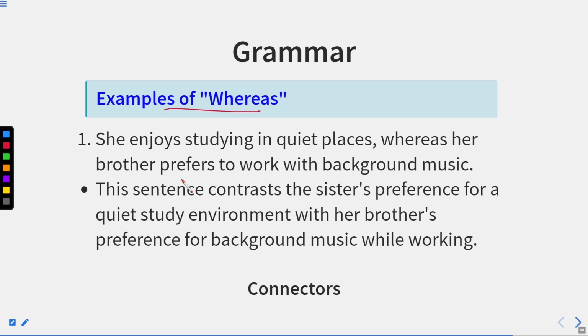Examples of whereas. So now we'll discuss some examples of whereas. She enjoys studying in quiet places, whereas her brother prefers to work with background music. The sentence contrasts the sister's preference for a quiet study environment with her brother's preference for background music while working. So, this is how we can show the different living style of the brother and sister. We are comparing between the living style of the brother and the sister.